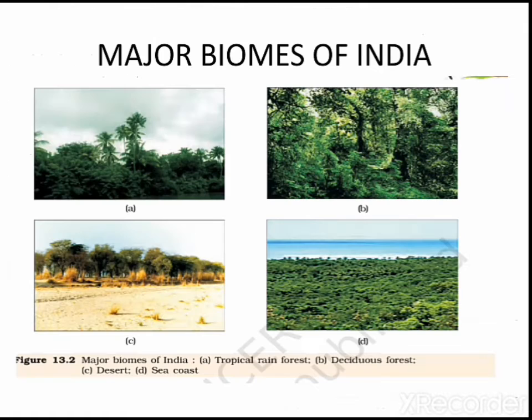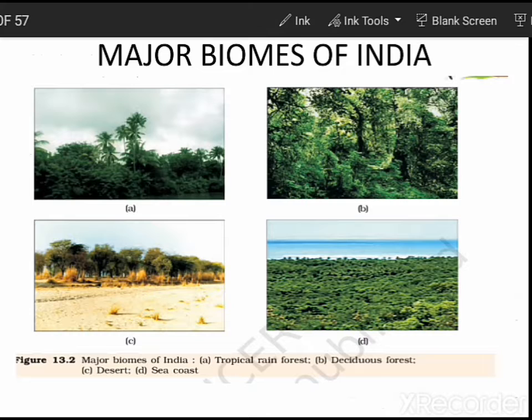So these are some of the harsh habitats, and now this picture shows the major biomes of India. The first one is the tropical rainforest. This one is the tropical rainforest, and tropical rainforest is mainly seen in the southern states of Kerala, Karnataka, Maharashtra, and also in some of the northeastern states. Coming to the second one, the deciduous forest, which is mainly seen in Meghalaya and Assam.